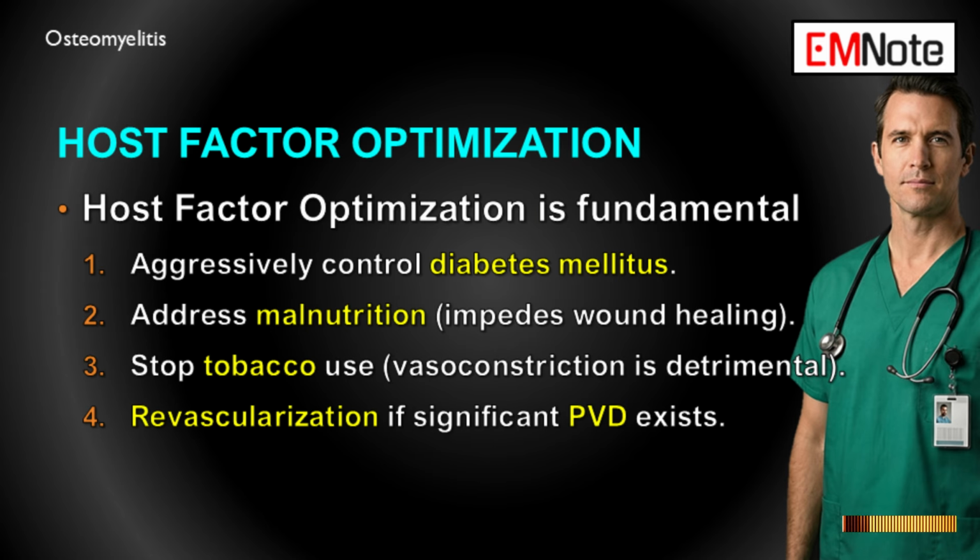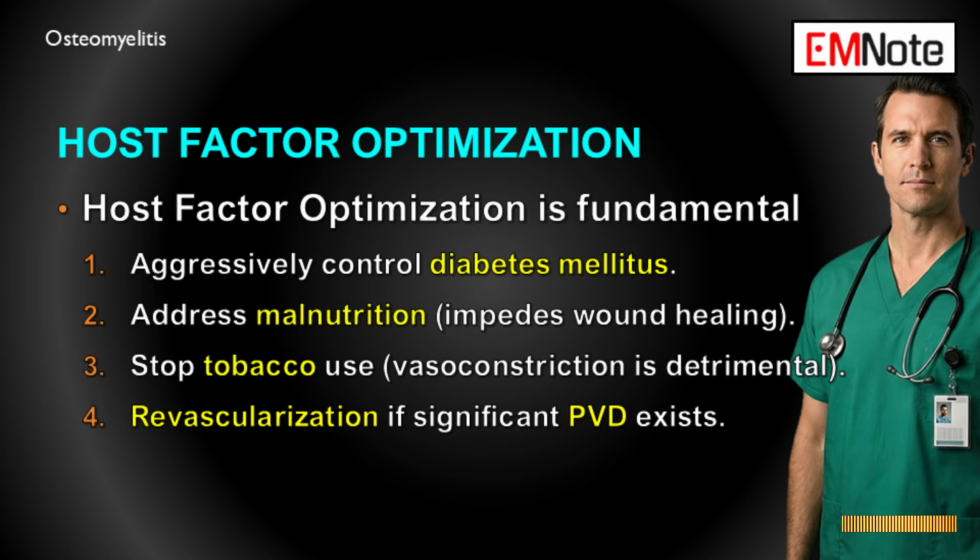And it's not just about the infection, it's about the patient, the host. What critical host factors have to be aggressively managed before you even think about surgery or long-term antibiotics? This is fundamental to success. It really is. First, you have to aggressively control diabetes mellitus. Hyperglycemia just impairs the immune response and vascular perfusion, which you absolutely need for antibiotic delivery. Second, address malnutrition, which severely impedes wound healing.